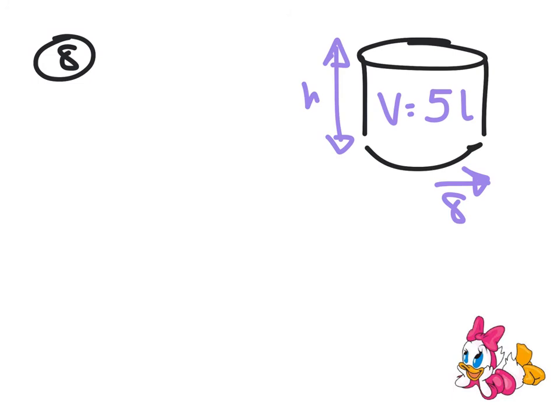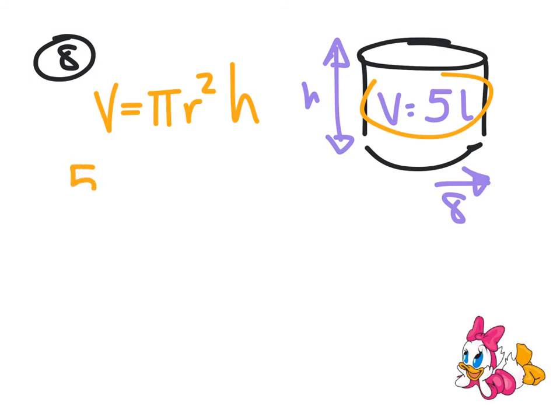Question 8, we have a cylinder which contains 5 litres and we need to work out its height, h. So the formula for the volume of a cylinder is one you should remember. Volume equals pi r squared h. We know from the question that the volume is 5 litres, but we can't use 5 litres. We need to turn that into 5,000 centimetres cubed. 5 litres is 5,000 centimetres cubed.